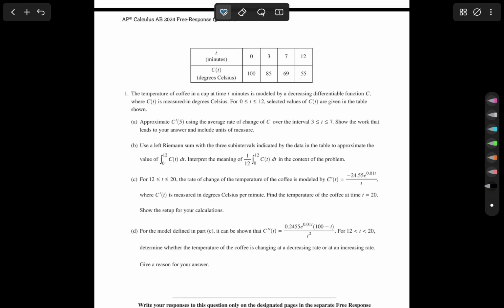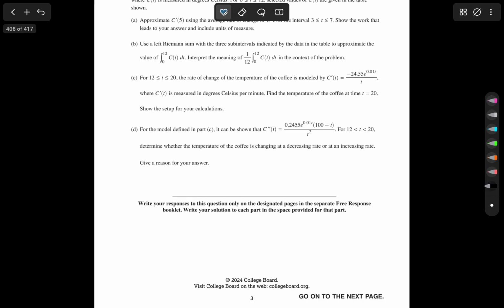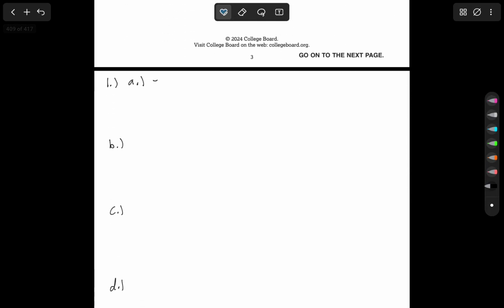So the temperature of a cup at time t is modeled by a decreasing differentiable function c, where c of t is measured in degrees Celsius. For 0 less than t less than 12, select values of c of t are given in the table shown. Approximate c prime of 5 using the average rate of change of c over the interval 3 less than t less than 7. Show the work that leads to your answer. Include units of measure.